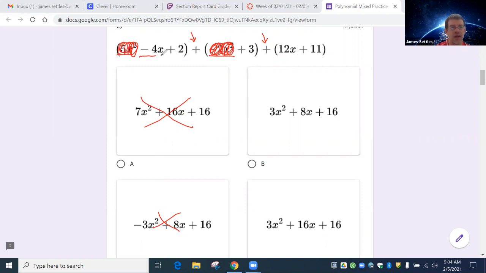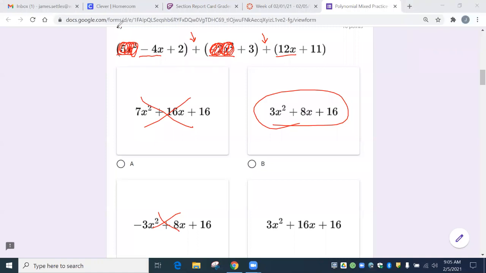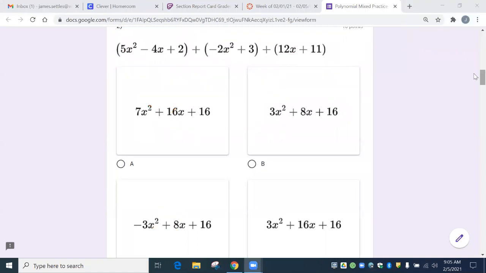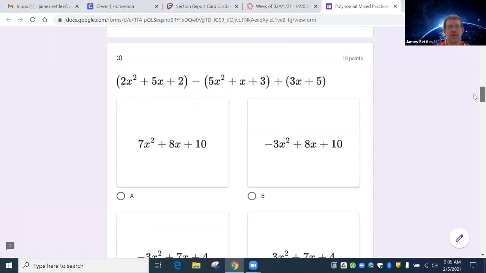So I got negative 4x and 12x. And so negative 4 plus 12, excuse me, the rule is if the signs are different, we subtract and keep the sign of the bigger. So 12 minus 4 would be 8. And it's going to be a positive 8 because 12 is bigger. So looks like the answer would be B. All right. Let's go to the next one.